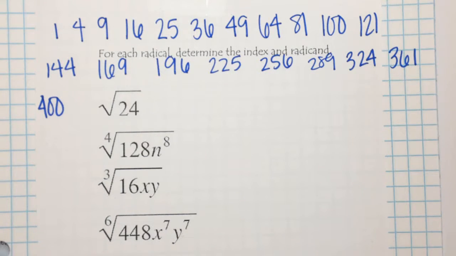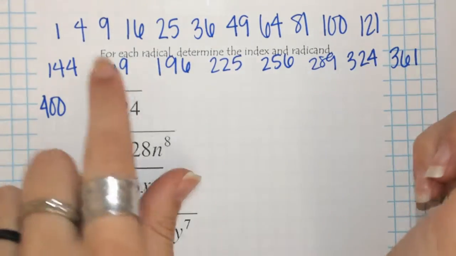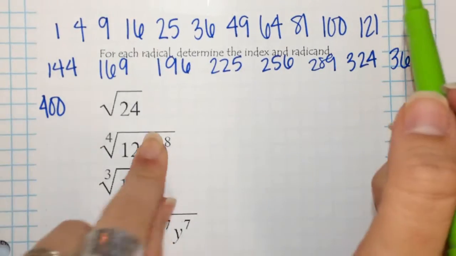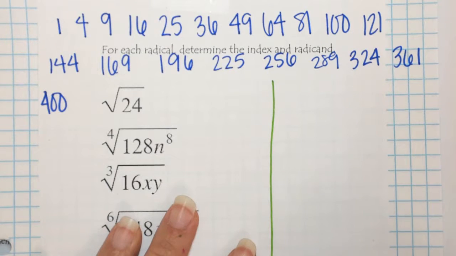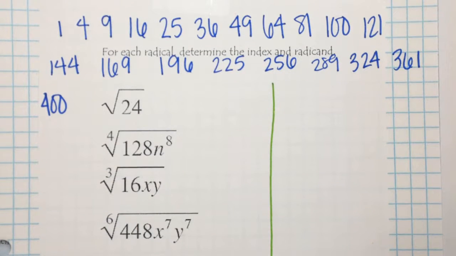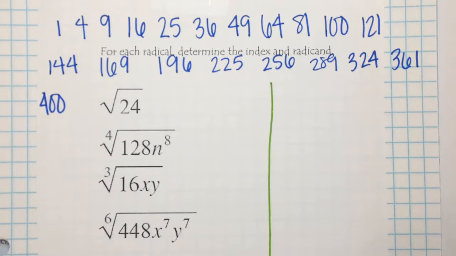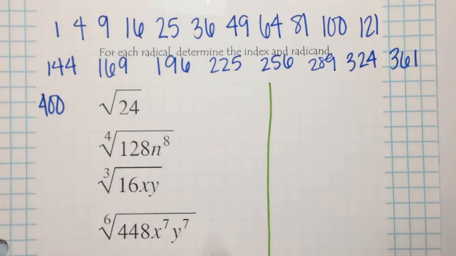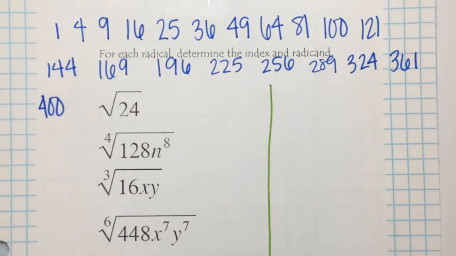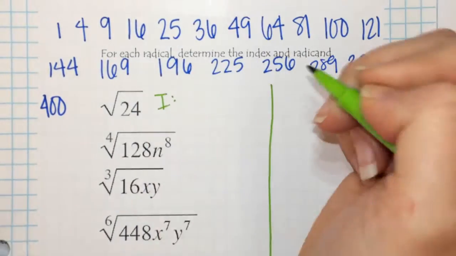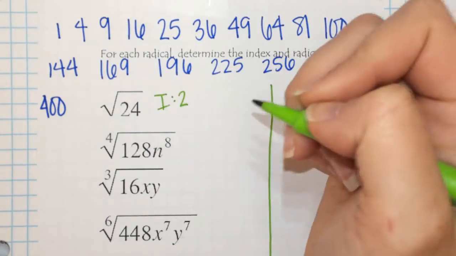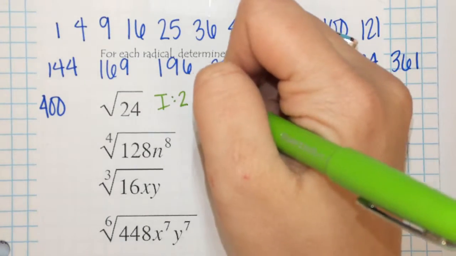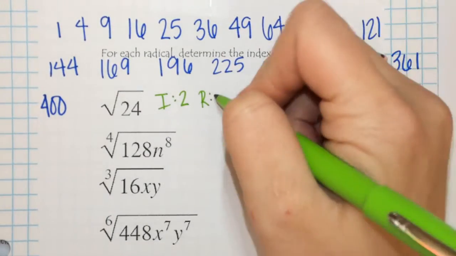Okay, so now what you do with each radical, this says determine the index and the radicand. We're going to have two parts. Over here, we're going to identify the index and radicand. Over here, we're going to simplify. So what is the index of this problem? 2. Because our notes say if it's not written, it's automatically a 2. And what's the radicand? 24.